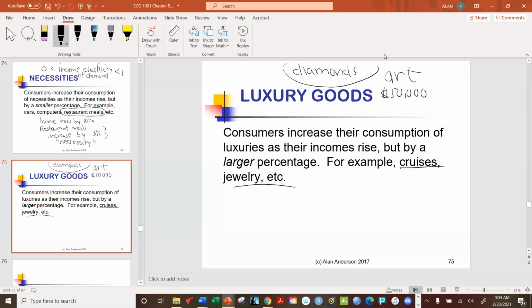So in a case like this, we don't start to see an increase in demand until incomes really start to rise considerably. But the responsiveness then would be, you go from buying no art to buying a lot of art, because your income reaches a certain level. And so as a result, the income elasticity is greater than 1.